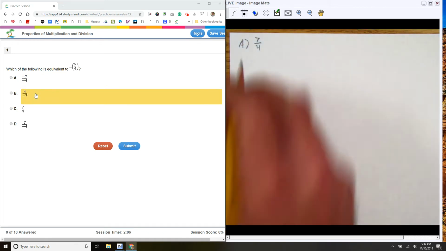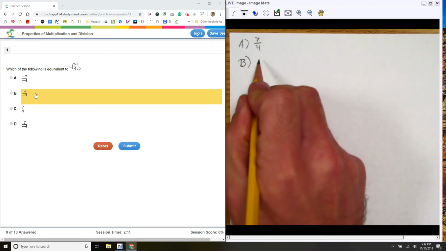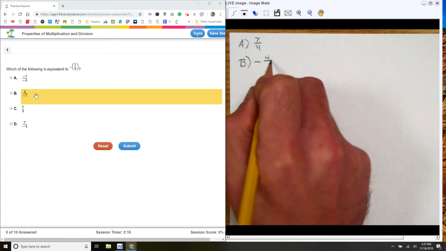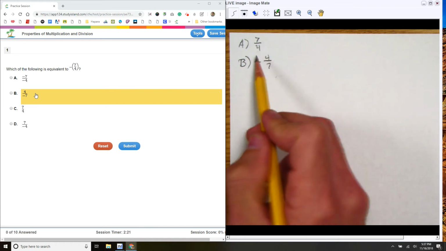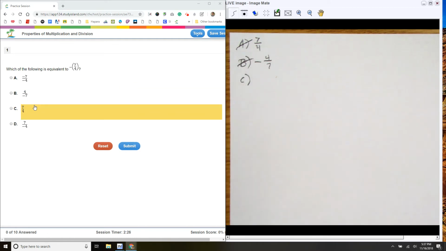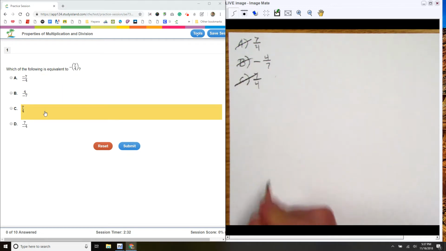This one, B, we have positive 4 divided by negative 7. Well, positive divided by a negative is a negative, and then 4 divided by 7 is just 4/7. That's not what we want, because we want 7/4. We want the fraction flipped over, the reciprocal of that. So neither of those two are the answer. C, that's just 7 divided by 4. There's no negative there. It's just 7/4. That's as simple as you can make it. So that's not the answer either.